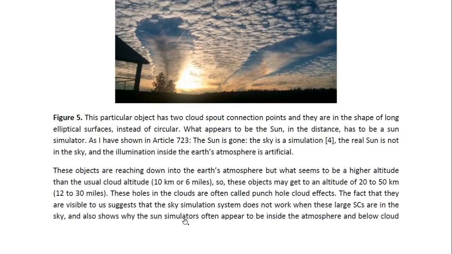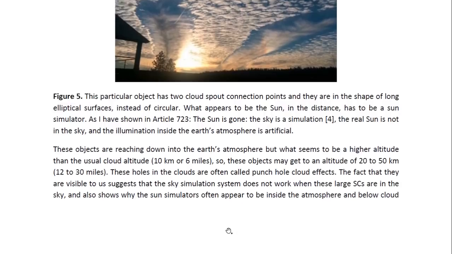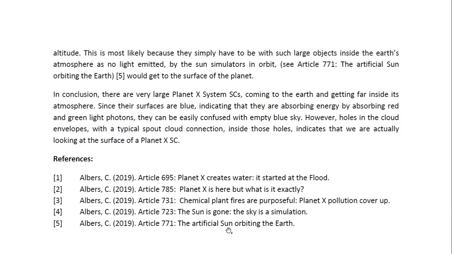The fact that they are visible to us suggests that the sky simulation system does not work when these large stellar cores are in the sky, and also shows why the sun simulators often appear to be inside the atmosphere and below cloud altitude. This is most likely because they simply have to be with such large objects inside the Earth's atmosphere, as no light emitted by the sun simulators in orbit would be able to get to the surface of the planet. And you may look at Article 771 entitled The Artificial Sun Orbiting the Earth.